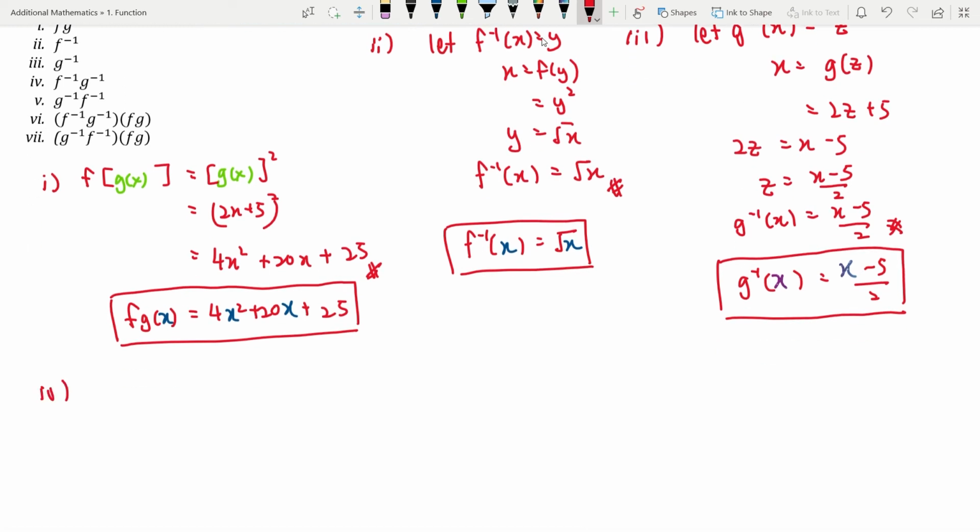For the fourth one, we are asked to find f inverse of g inverse x. Basically, we substitute g inverse of x into the function f inverse. We need to use the value that we get from the second example, square root of g inverse x. Substitute g inverse into the function. We have square root of x minus 5 over 2.